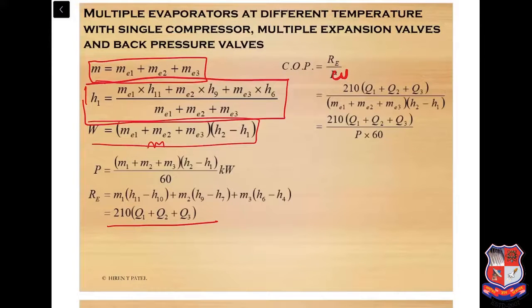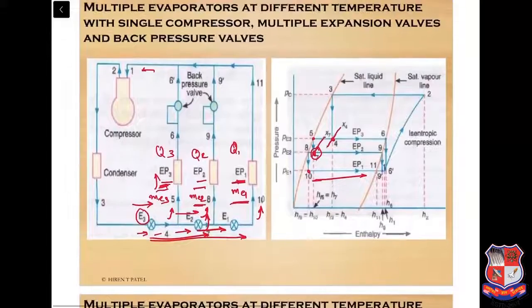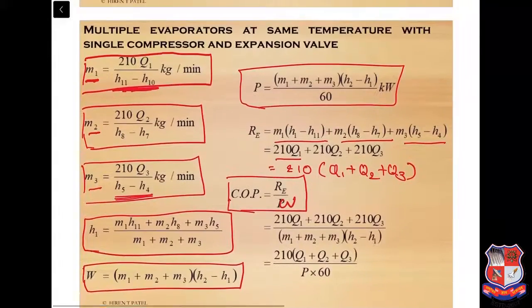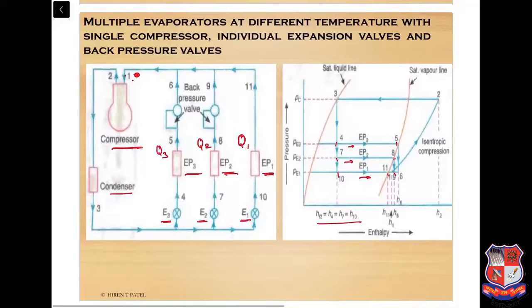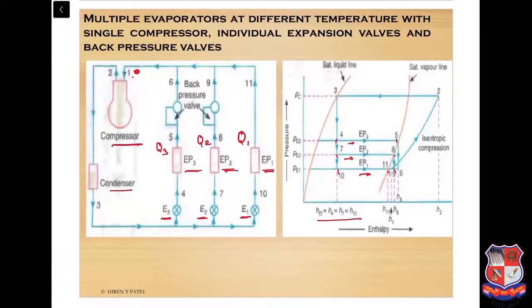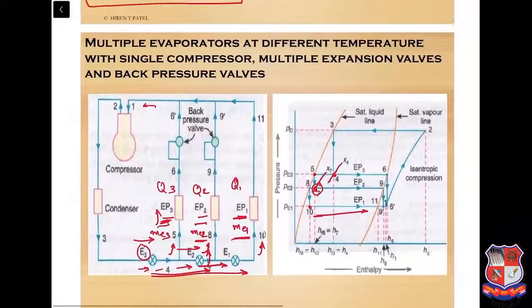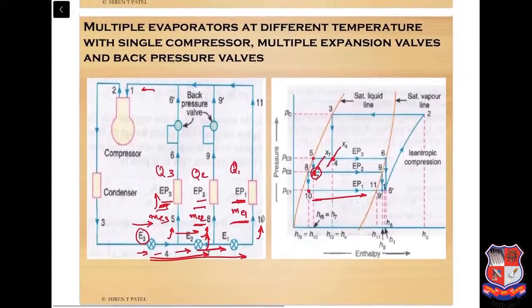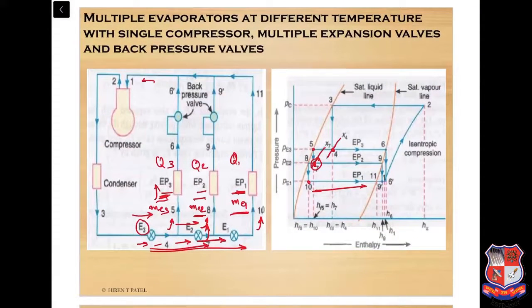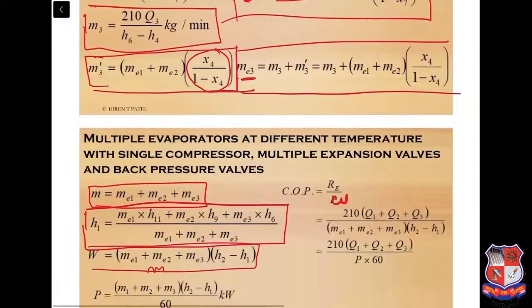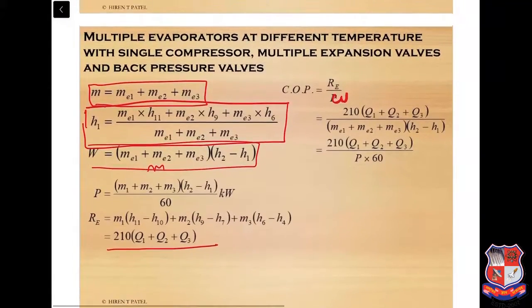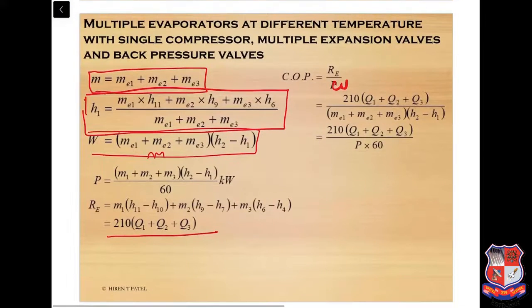So this system is useful when the temperature difference is major compared to the previous system. In the previous system the difference of temperature is the same, but the range of temperature is different. But in this case the range of temperature is also different. So where the lowest temperature is required, this multiple evaporator system is used.